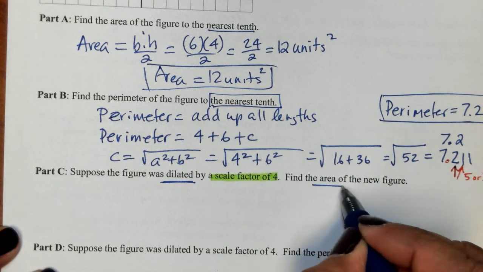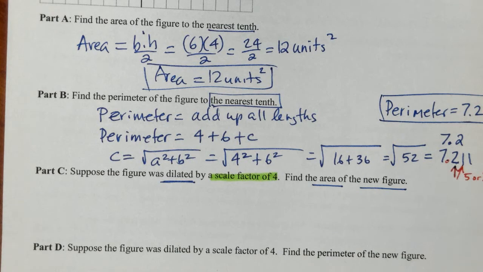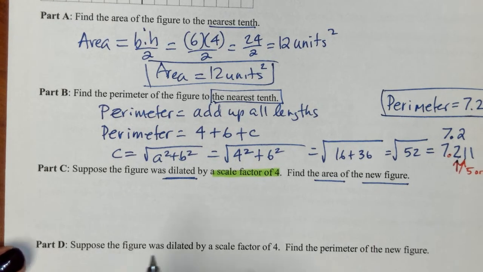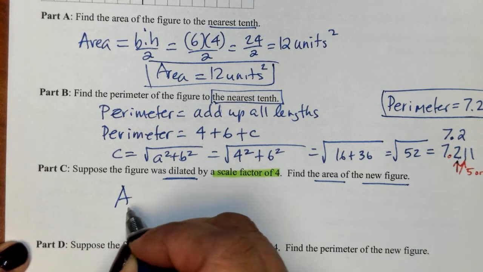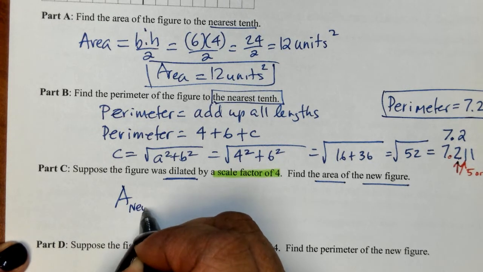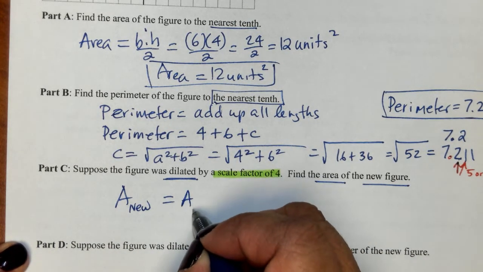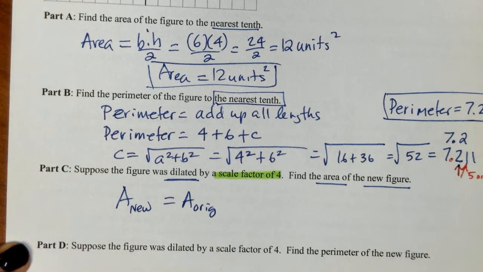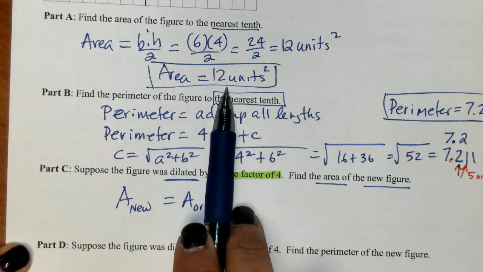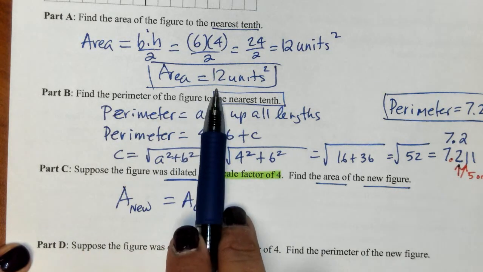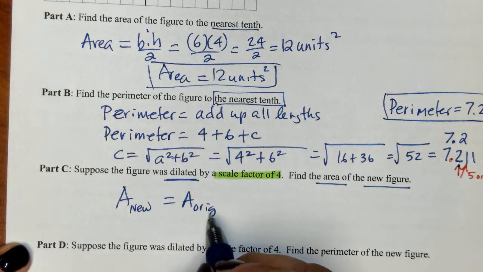Find the area of the new figure. So what we've done is we're going to enlarge our triangle. And we know that there's a special formula for that. Okay, and so basically the area of this new dilated figure is going to be the area of the original. Where's the original coming from, class? Part A? Yep. Okay, so that's what we mean by original.